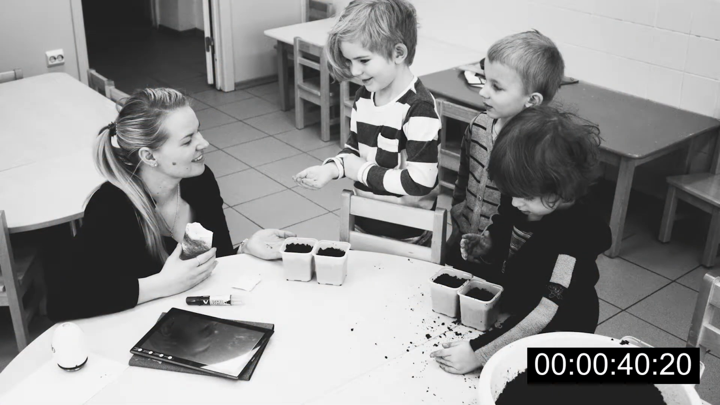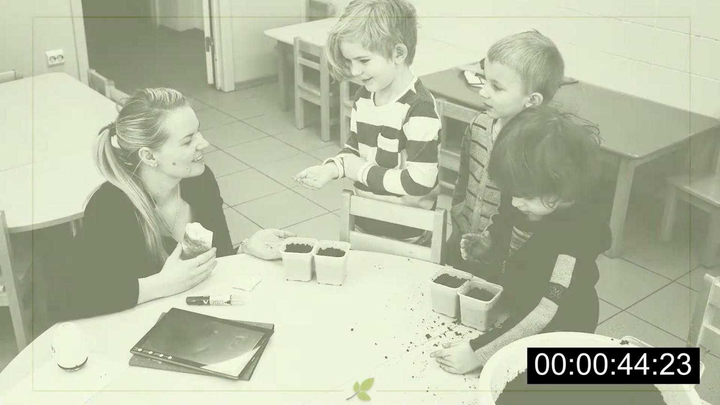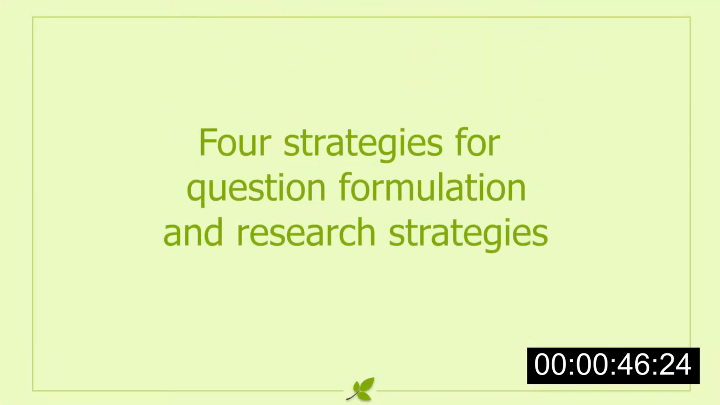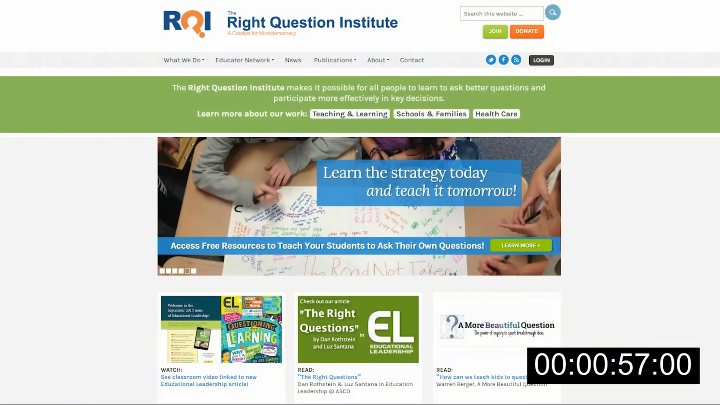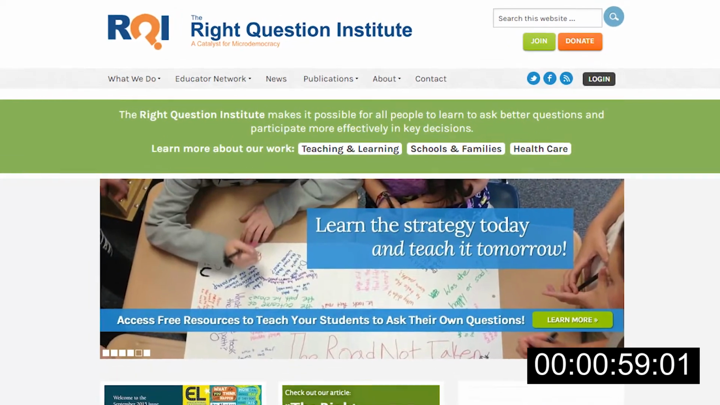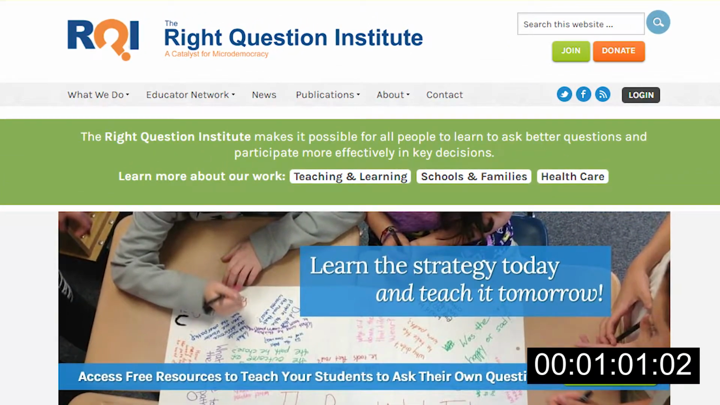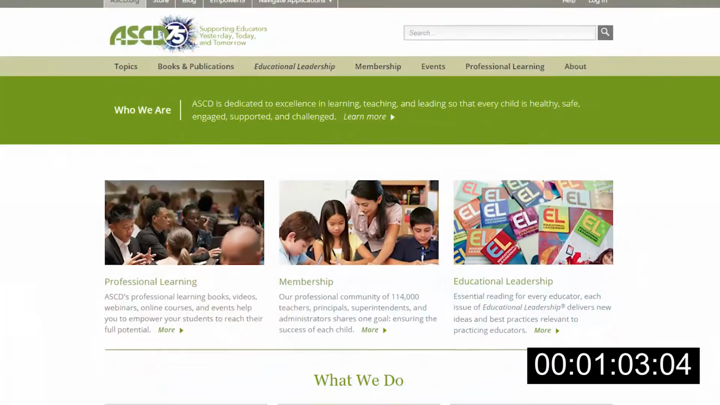Students are typically accustomed to the teacher possessing the necessary questions to guide inquiry. Let's review 4 strategies for question formulation and research. The first is Question Formulation Technique, or QFT. This technique, published by the Right Question Institute, is an approach to coaching students through exploratory questions.